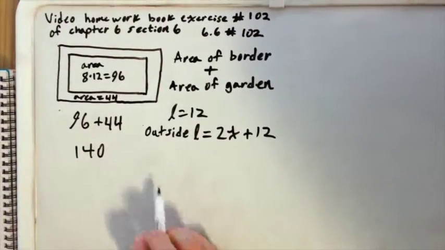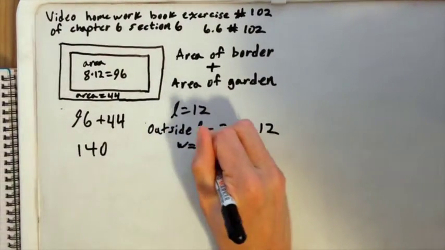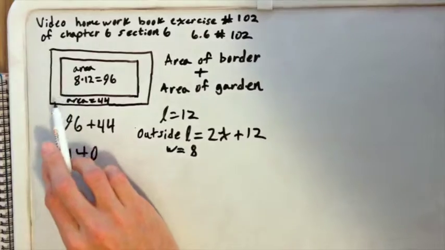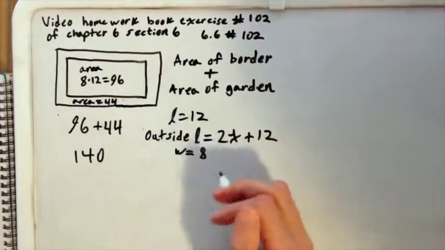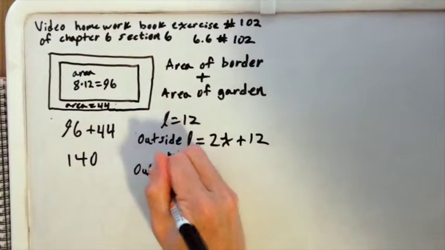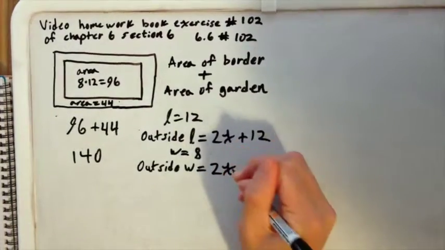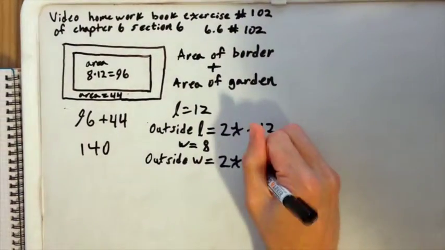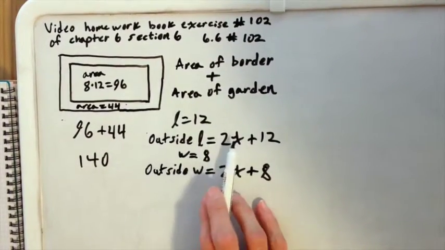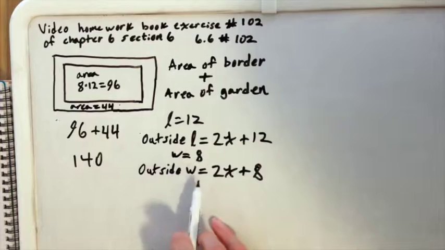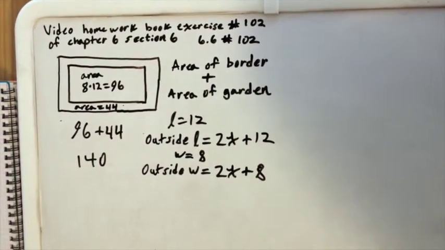Then we can do the same thing for the width. We know that the width is equal to 8. And we have the outside, both equal lengths. So we set the outside width equal to 2x, same thing as up here, plus the 8. So we know the outside length is equal to 2x plus 12, and the outside width is equal to 2x plus 8. Now we just have to solve for x.